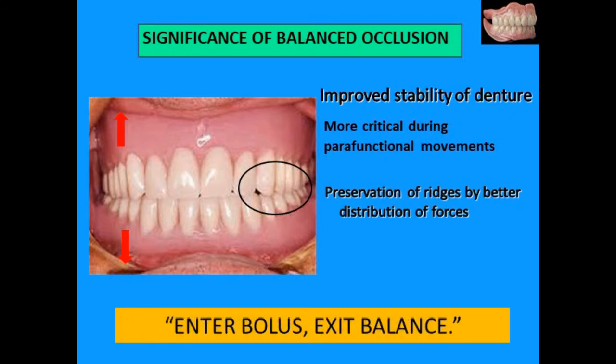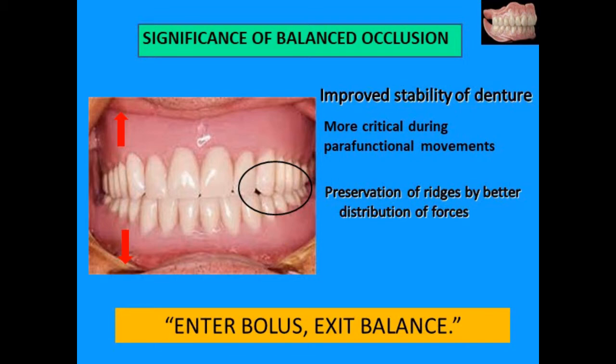So that means according to him, as soon as the food bolus enters the oral cavity, the balance is lost, and so balanced occlusion is not needed for masticatory purpose. But according to Brewer, on an average, a normal individual makes masticatory tooth contact only for 10 minutes in one full day, whereas there is a total tooth contact of 4 hours during other function.